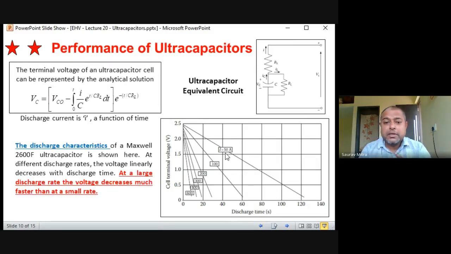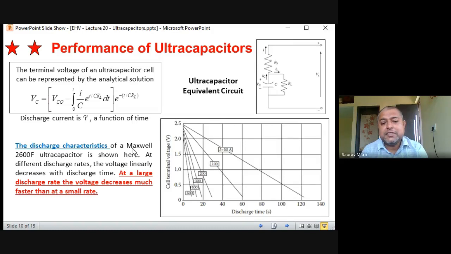Just imagine. It started with 2.5 volt, 50 ampere. So 50 ampere into 2.5 means how much? Almost 125 watt it is supplying. But it can supply it for only 2 minutes, and it will continuously discharge. So this is the working range, and this is a Maxwell 2600 farad, a company of ultracapacitor most widely used. This is the discharge characteristic of the Maxwell 2600 farad ultracapacitor, shown here at different discharge rates.